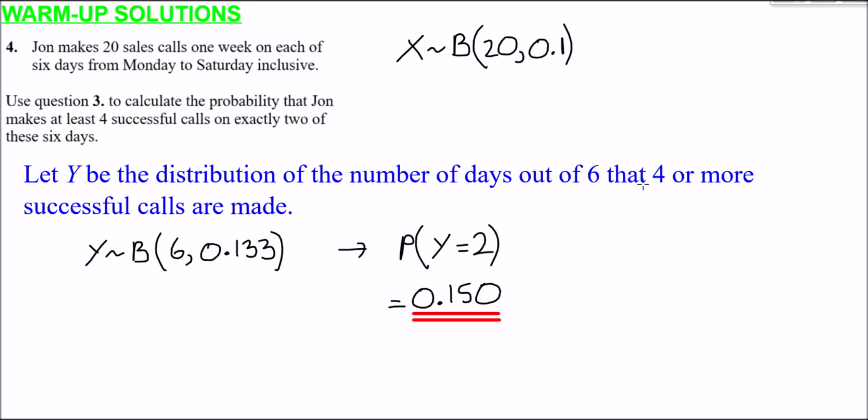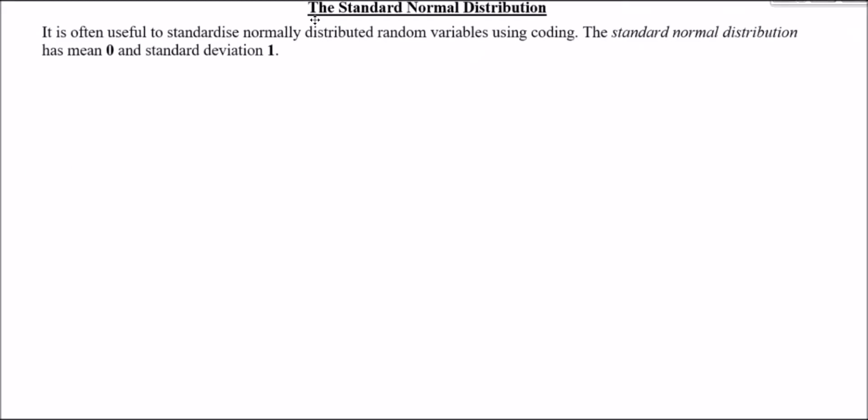So let's have a look about what we're talking about today, which is using the inverse normal distribution to calculate probabilities. Probabilities, in fact, that use something which we're going to introduce called the standard normal distribution. So, what is the standard normal distribution? Well, this links to warm-up question 1 and question 2. So it's useful to standardize normally distributed random variables using coding. So the standard normal distribution has a mean of 0 and a standard deviation of exactly 1.